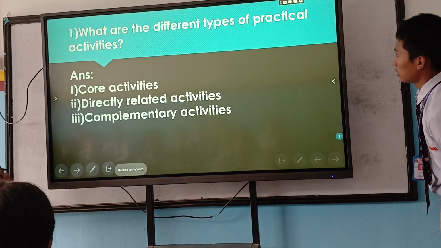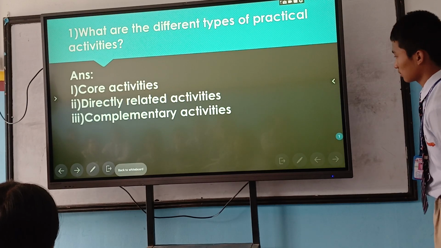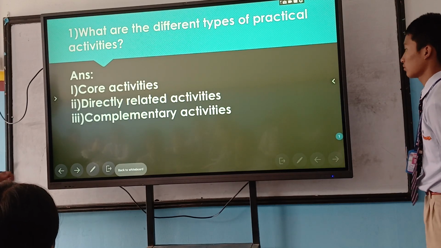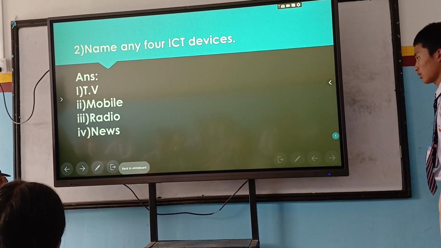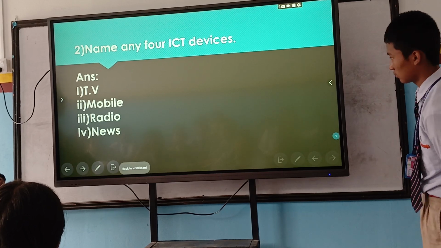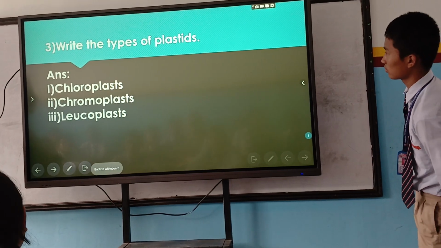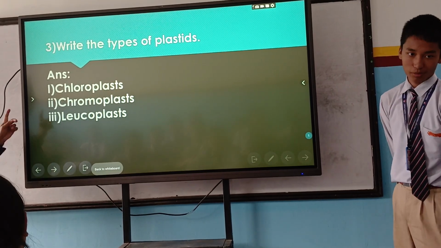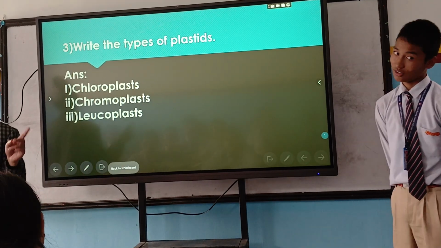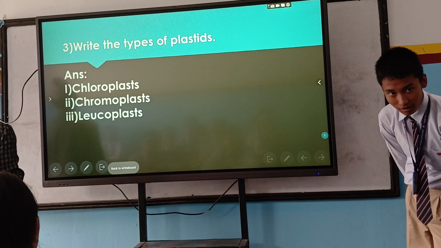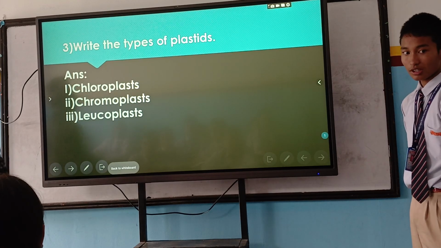What are the different types of practical activities? Core activities, directly related activities, and complementary activities, right? Name any 4 ICT devices: TV, mobile, radio, newspaper, right? Write the types of plastids: chloroplast, chromoplast, and leucoplast. You have to remember their function also. Function of chloroplast, function of chromoplast, function of leucoplast. Okay.